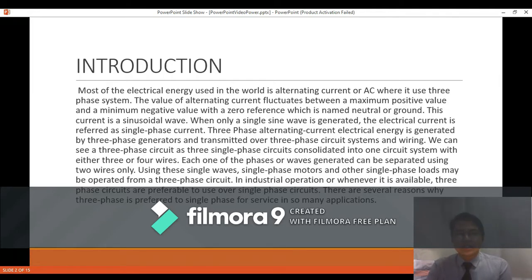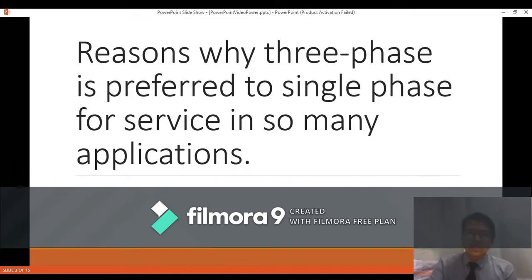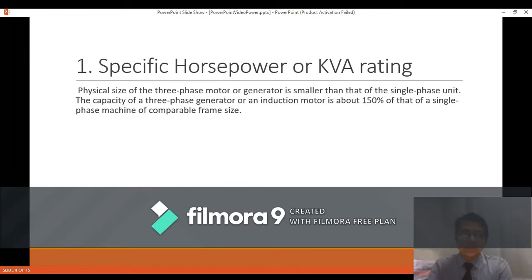In industrial operation, or whenever it is available, three-phase circuits are preferable to single-phase circuits. There are several reasons why three-phase is preferable to single-phase for service in so many applications. Okay, this is the reason why three-phase is preferred to single-phase. We start with one.